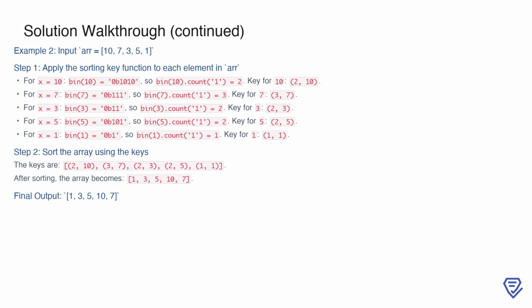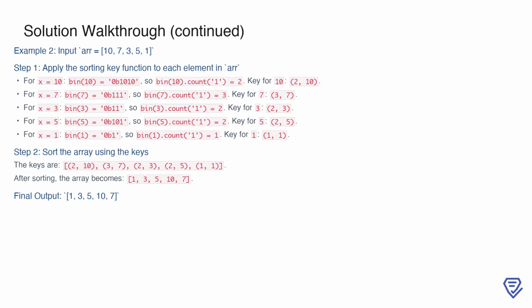Now, let's look at the second example, where the input array is 10, 7, 3, 5, 1. Again, we use the same custom key function to compute the sorting keys for each element. For 10, its binary representation is 0b1010, which contains two ones, so its key is 2, 10. For 7, the binary form is 0b111, which has three ones, giving it a key of 3, 7.